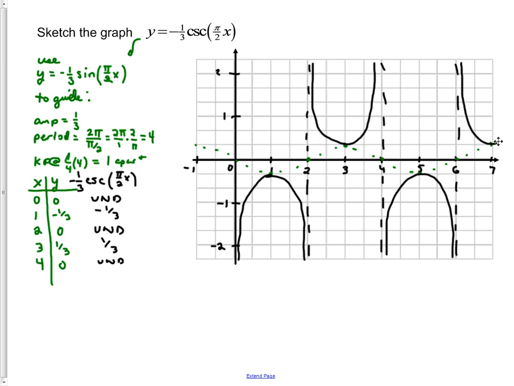Now it would actually loop back up. I'm not going to show the whole thing. We can also show another branch back here if we cared to. This is our function, y equals -1/3 cosecant of pi over 2x.